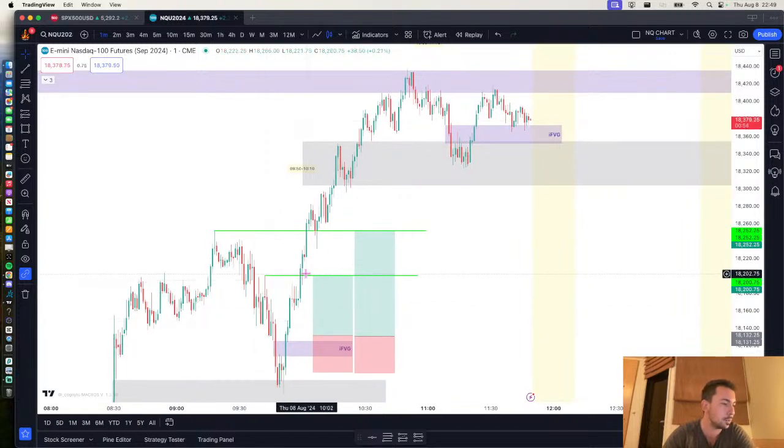I would have taken a profit here, and I would have left a runner up to this high, or at least to the low of the 15-minute gap. So like right there, I would have taken some profits.